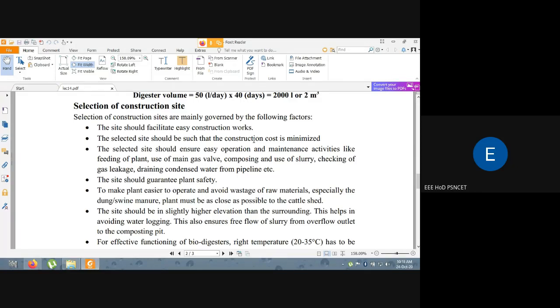So we should do a case study about that place. Okay, fine. Next thing is, the selected site should ensure easy operation and maintenance activities such as feeding of plant, use of main gas valve, and composting and use of slurry, then checking of gas leakages, draining condensed water from the pipelines, etc. So the most important thing is feeding of plant.